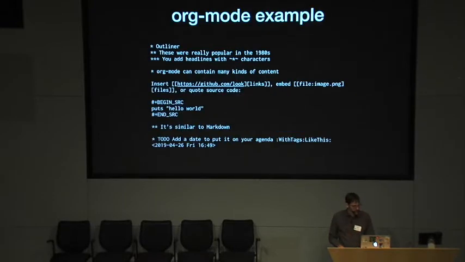Oh, I forgot to talk about agenda items. So this last line here, the dates in the angle brackets, that puts it on your agenda. And that's how you associate items with time. And so that's really cool because you can create this view called an agenda where it'll just show you all the things that you're supposed to be looking at that time.